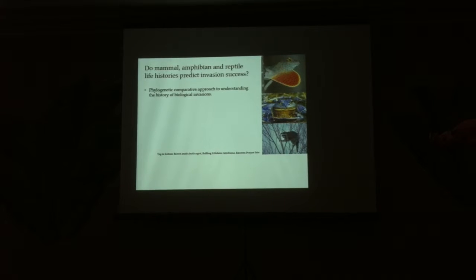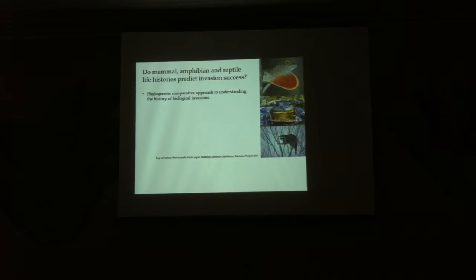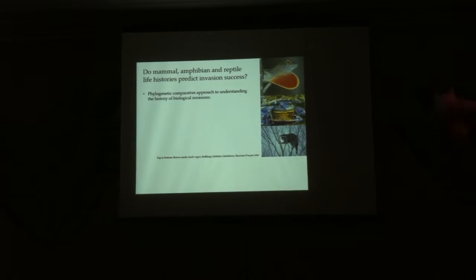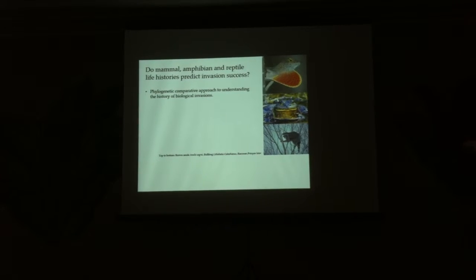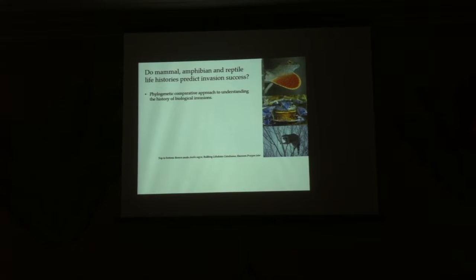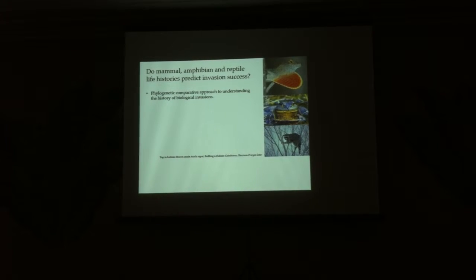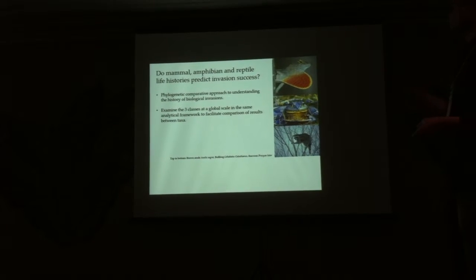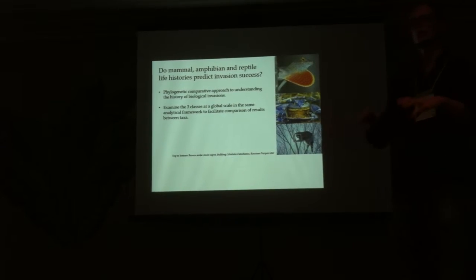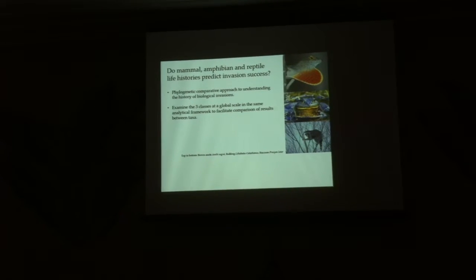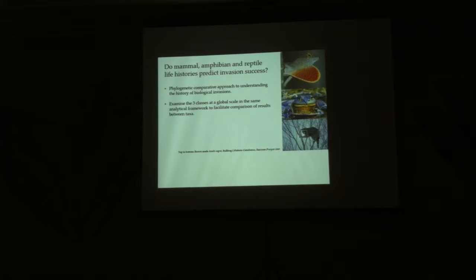So this is what I look at. Do mammal, amphibian, and reptile life history traits predict the success of invasions? We take a phylogenetic comparative approach to this, analysing large numbers of species, looking for systematic differences in invasion outcomes. And we examine all three classes at a global scale, so worldwide introductions, and we use the same analytical framework for all three to facilitate comparison of results.